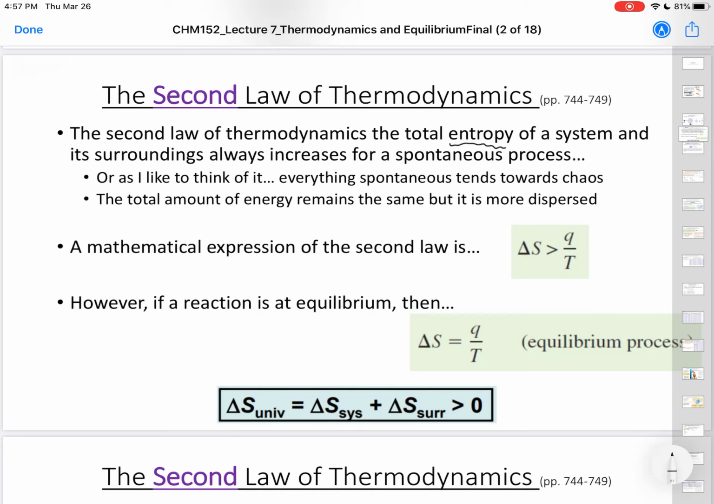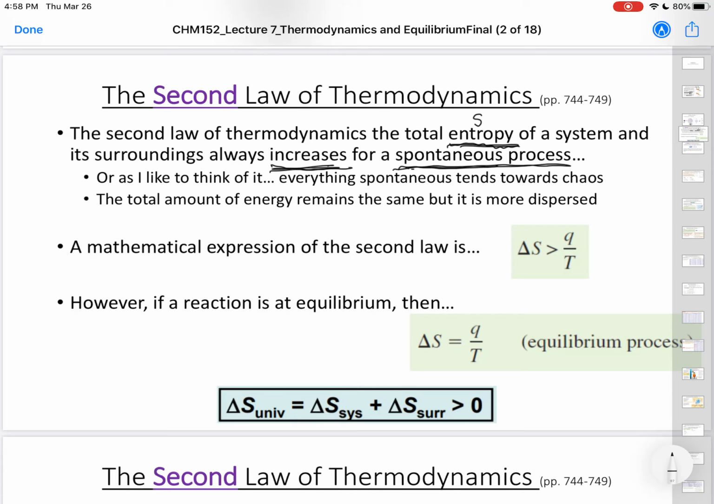So this leads us to talk about the second law of thermodynamics, wherein it says the total entropy, and again I repeat, entropy is represented by the variable S, of a system and its surroundings always increases for a spontaneous process, okay? So this is the three-part idea you need to remember. Entropy increases, it's a spontaneous process, all right? Or as I like to think of it, everything spontaneous tends towards a more chaotic or more disordered system of energy. The total amount of energy remains the same, but it is more dispersed.